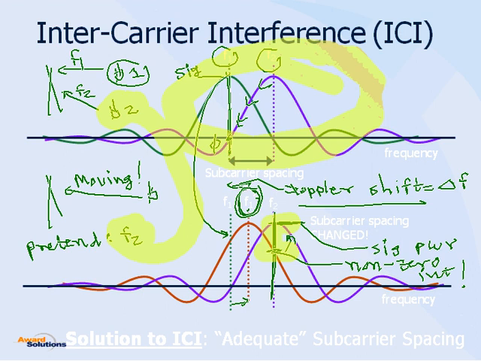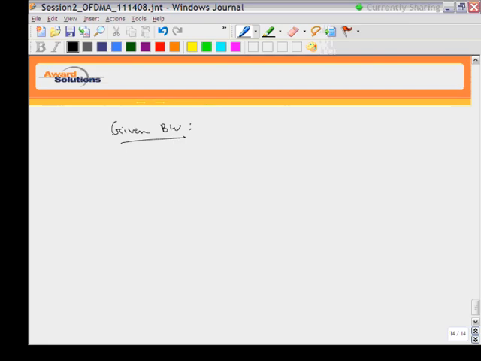Now, what is the solution? Adequate subcarrier spacing. Let me draw a simple picture. Let's say we have narrow spacing between two subcarriers, F1 and F2. Let's keep it very simple. Here is F1, and the next one is F2, and the spacing between the two is, let's say, 1 kilohertz. Narrow spacing. And then we have Doppler shift, so this F2 will move.